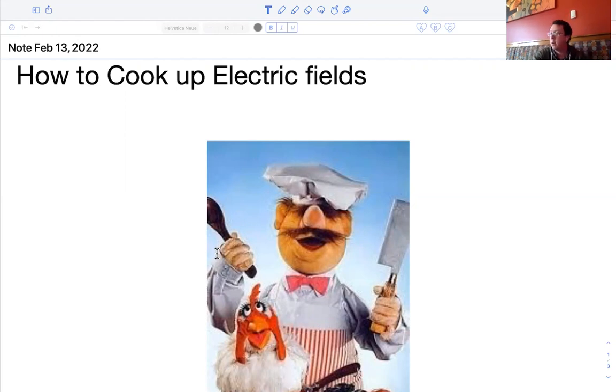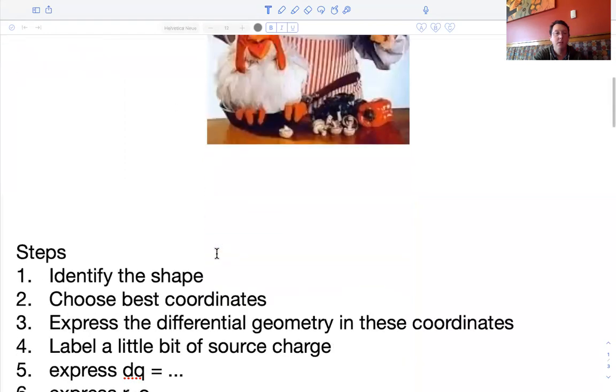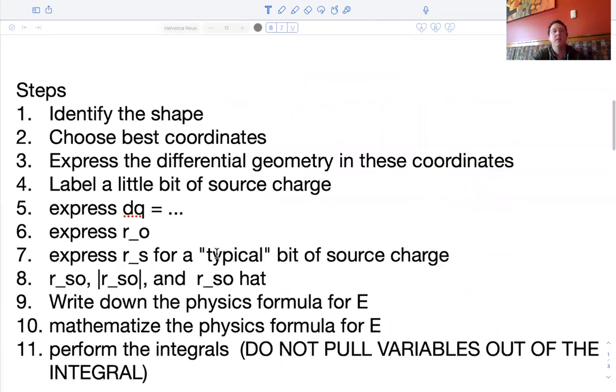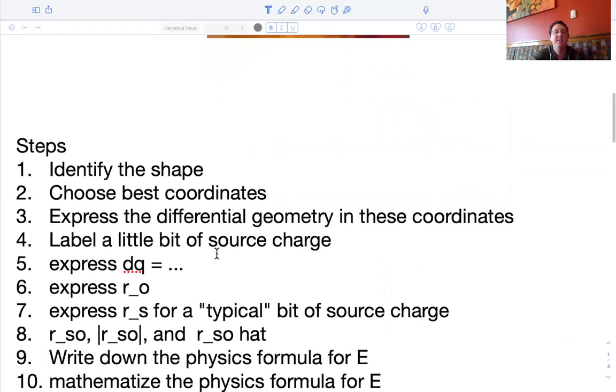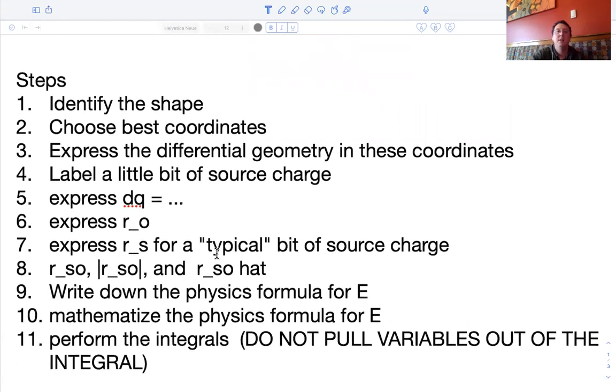All right, so before I really get into it, let's go through the recipe for how to cook up electric fields. The basic steps: first off, as you've seen, the shape determines so much in terms of our strategy, like the exact formulas we use, and so our choice of coordinates, which is our second choice.